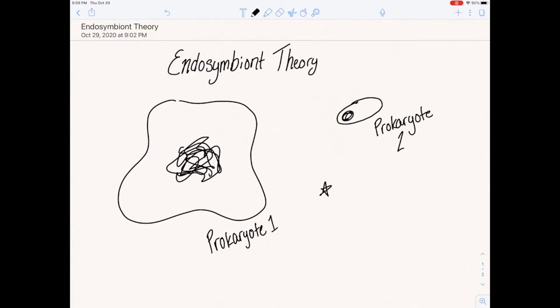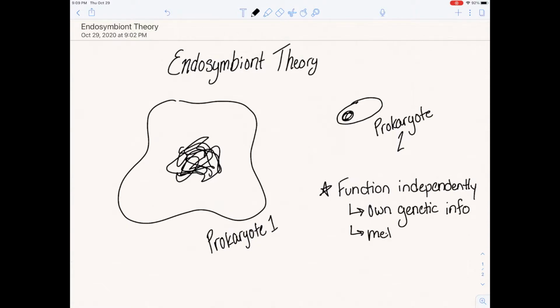And something that's important to remember about prokaryotes 1 and 2 is that they can function independently. They live independently. They don't need one another. They're each living on their own, which means they are using their own genetic information, their own DNA, in those circular chromosomes. And they have their own methods for obtaining energy.